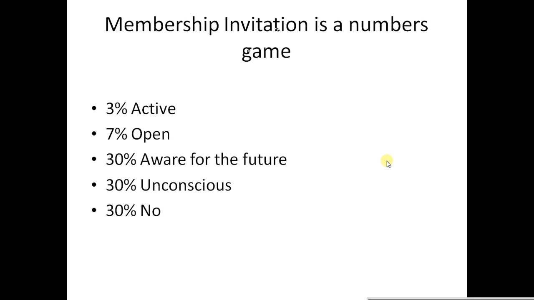The reason why I bring these percentages up is because, yes, it is a numbers game. I think a lot of times student leaders get a bit challenged and a little frustrated because they're going after the wrong percentage. A lot of people are going after people that will never join their organization. You have to find the people who clearly want to be a part of your organization. And I'll talk to you a little bit shortly about how you get that 3%.